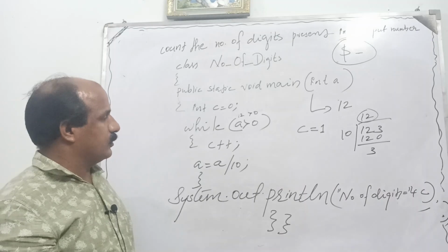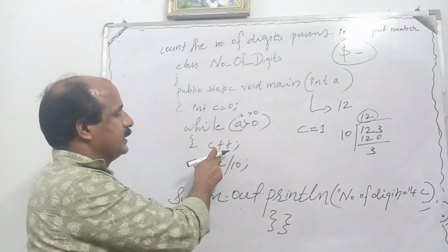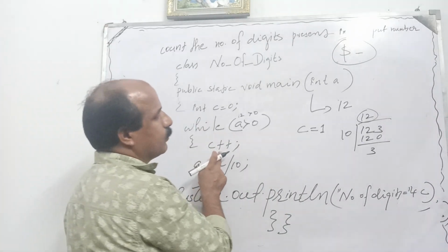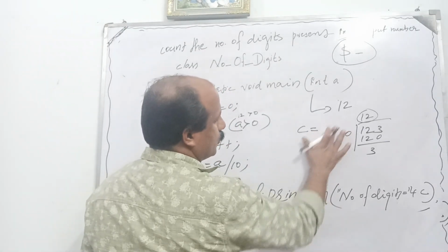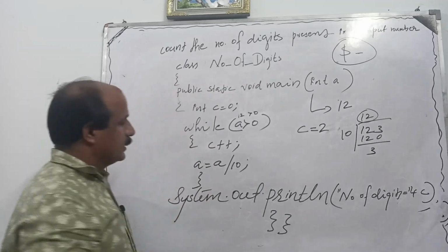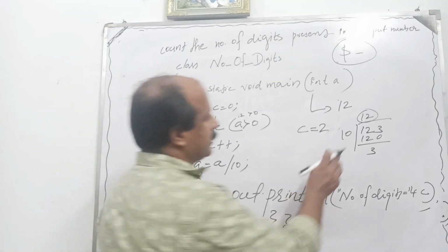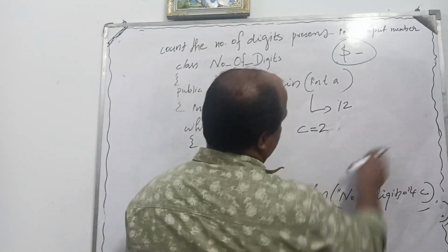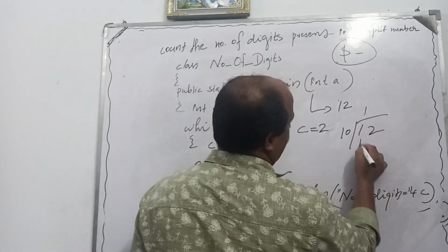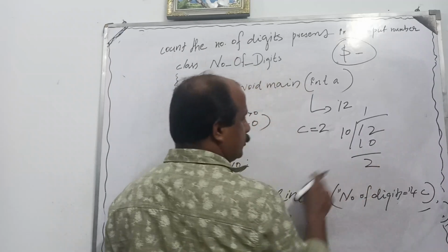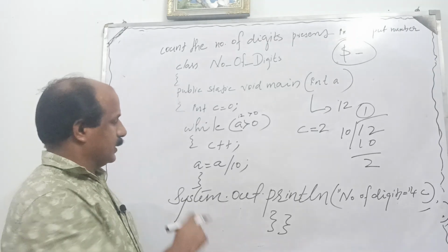Okay. Now checking 12 greater than 0. Condition is again true here. 12 is greater than 0. C plus plus. The value of C will be increased by 1. That means 1 plus 1, this becomes 2. What is the value of C now? 2. Now a is equal to a divided by 10. Again one more division will take place. What is the new value of a? 12, and 12 divided by 10. How many times? 1 time, 10, then 2. The remainder is 2 and your quotient is 1.